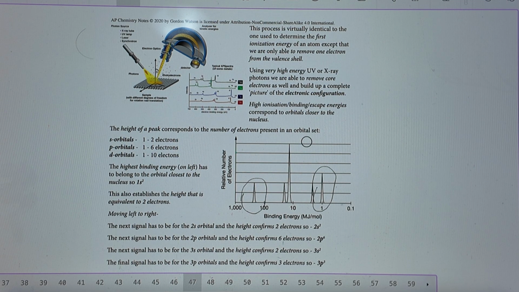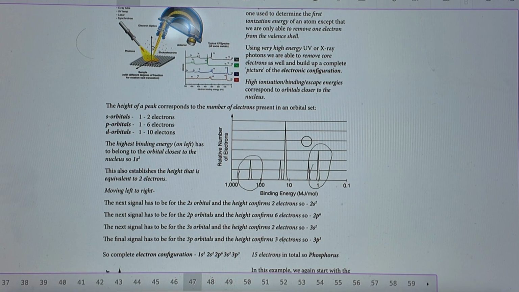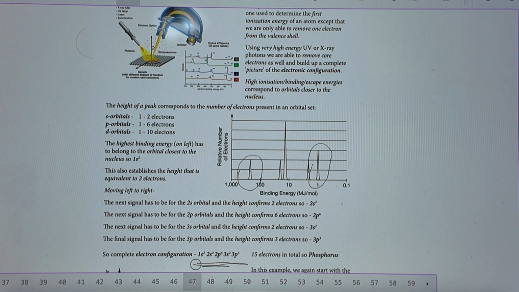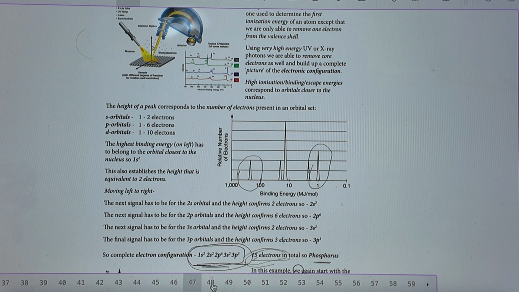So what they're saying is that its complete electron configuration would be 1s2, 2s2, 2p6, 3s2, 3p3. So if we look that up on the periodic table, or if we add up the electrons, that's 2 plus 2 is 4, plus 6 is 10, plus 2 is 12, plus 3 is 15. Something with 15 electrons would be phosphorus, and that's one way we could figure that out. Okay.